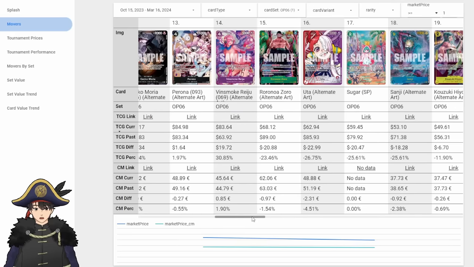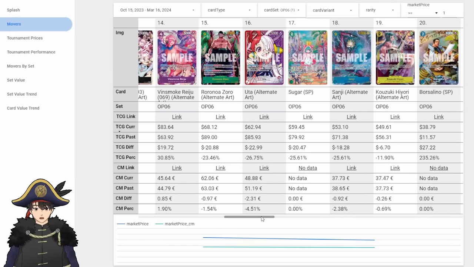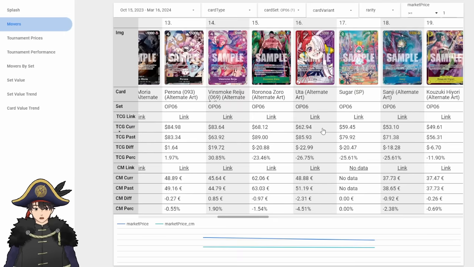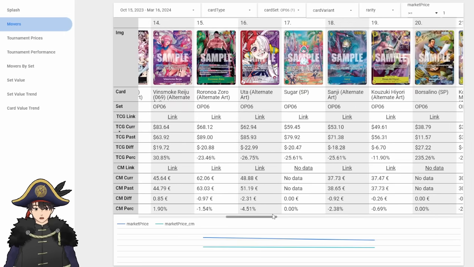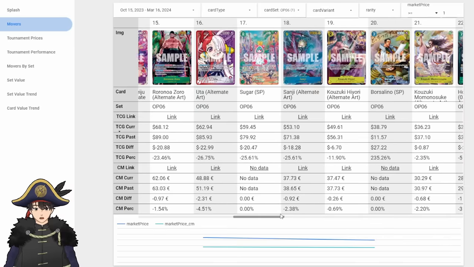Then we have Red Purple Uta. Is there another leader after this? Yeah, Uta might be the cheapest leader here at 62, dropping $22 since yesterday. SP Sugar, Sanji, alt art. Ooh, he already is at 50.